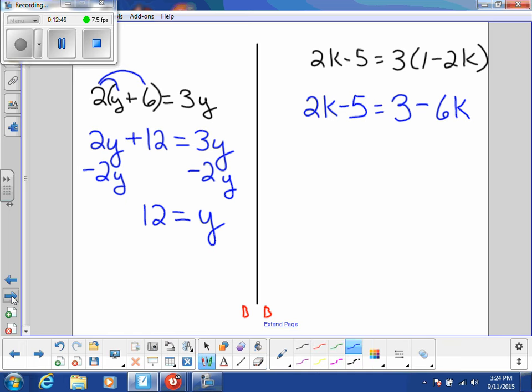Now, once again, I'm looking for my two variable terms. There's a 2k on the left, minus 6k on the right. Let's get the k's over to the left side of the equals using inverse operations. Why? Because the like terms are on opposite sides, so I have to pick one and do the opposite of what's happening to that variable on that side. So adding 6k to minus 6k will make the k terms on the right become 0. On the left, I have 8k, still have minus 5. Now I have 3 minus 0. That's just 3.